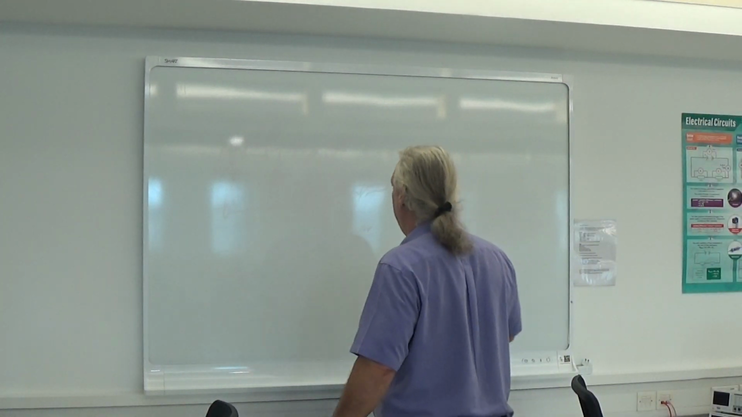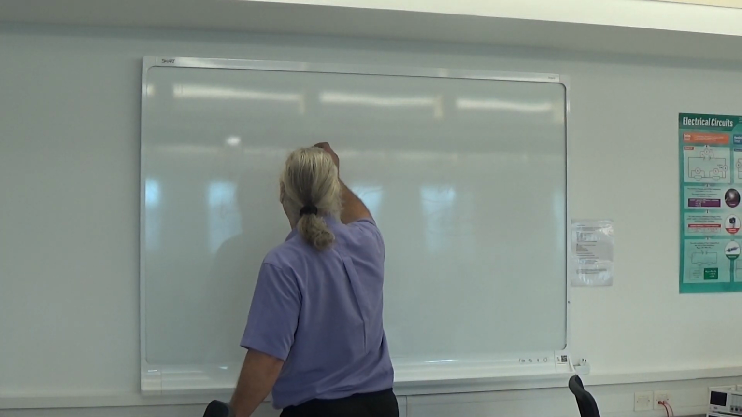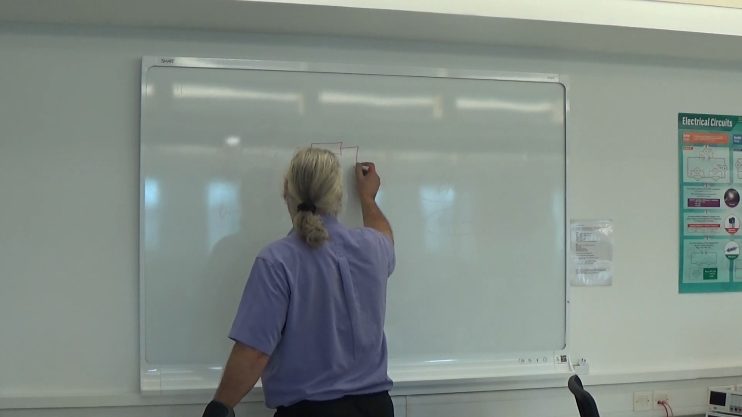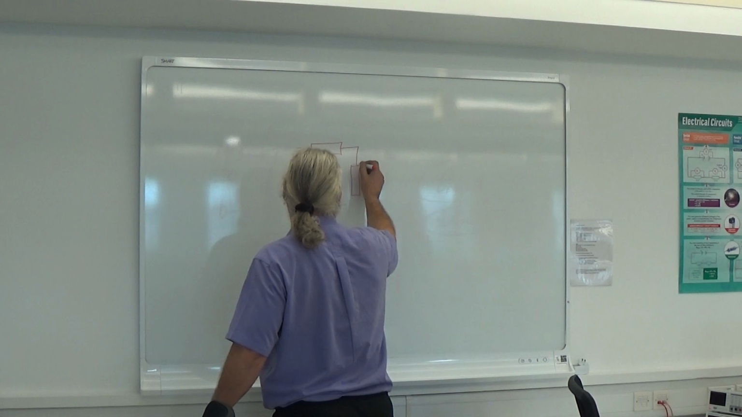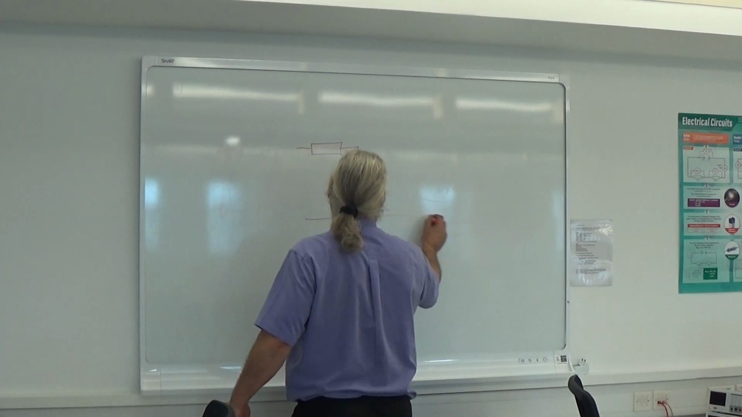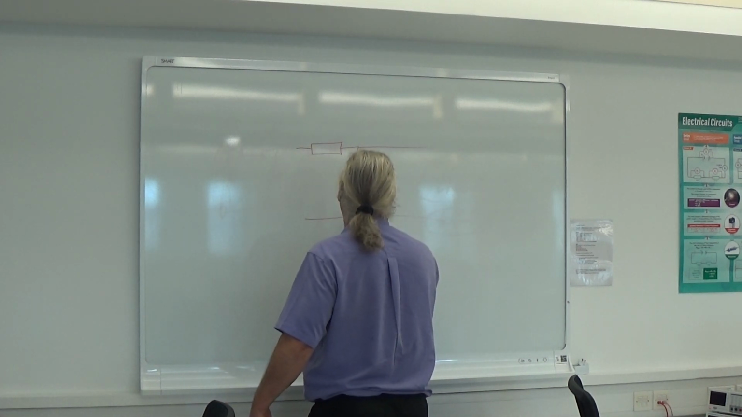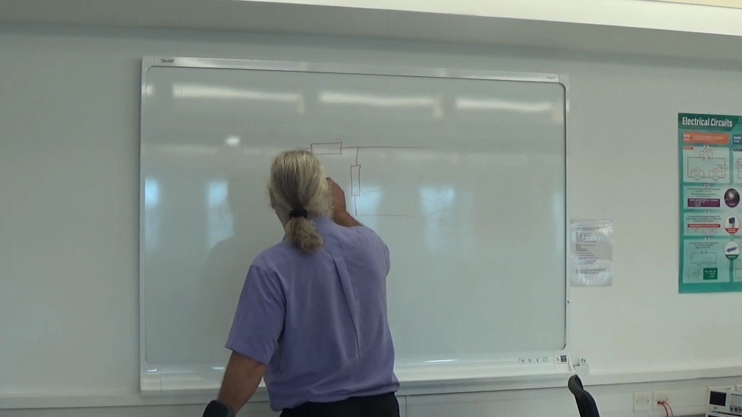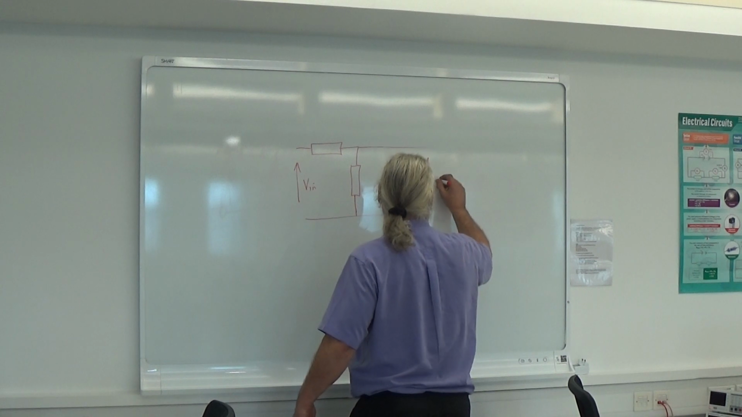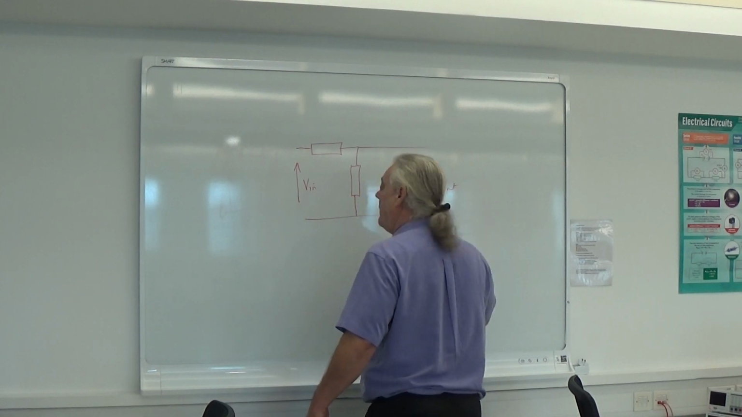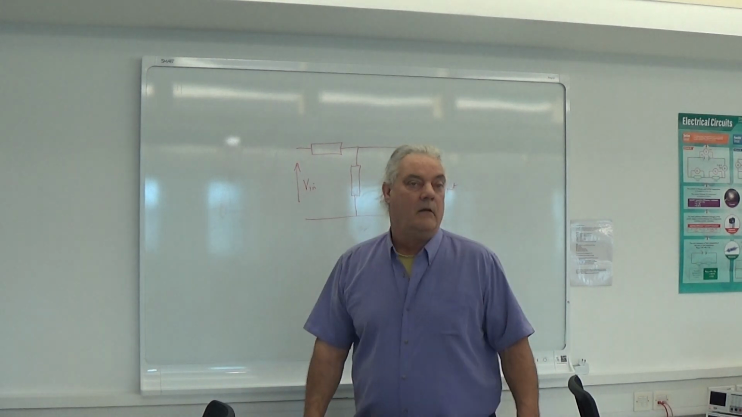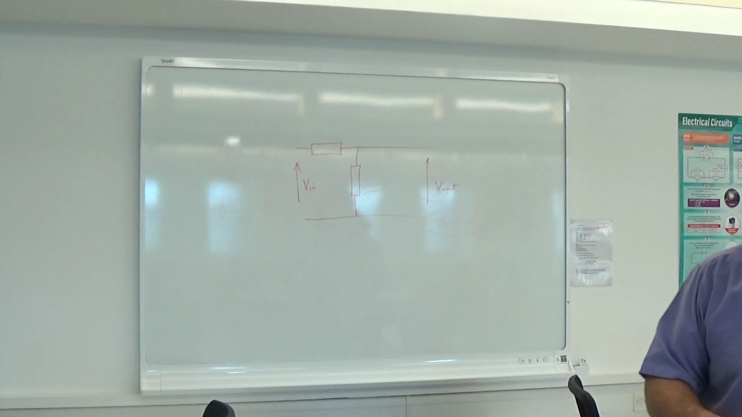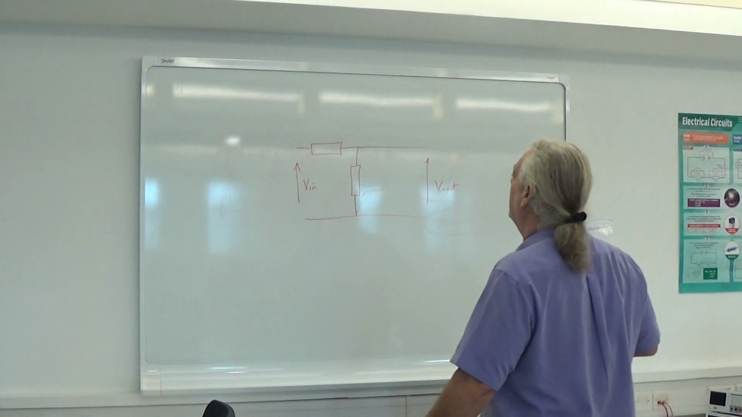Okay, probably one of the most important circuits that you're ever going to come across in electronics. It's so simple that you'll think, what on earth is this lecturer talking about? Why is that so important? It's just two resistors.